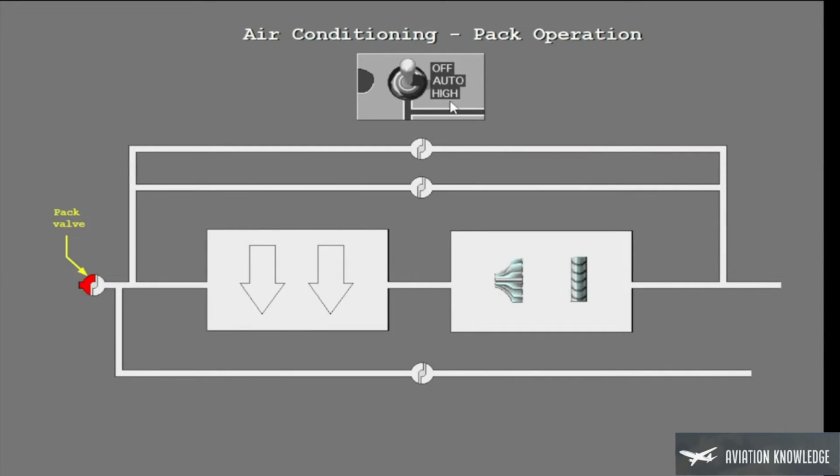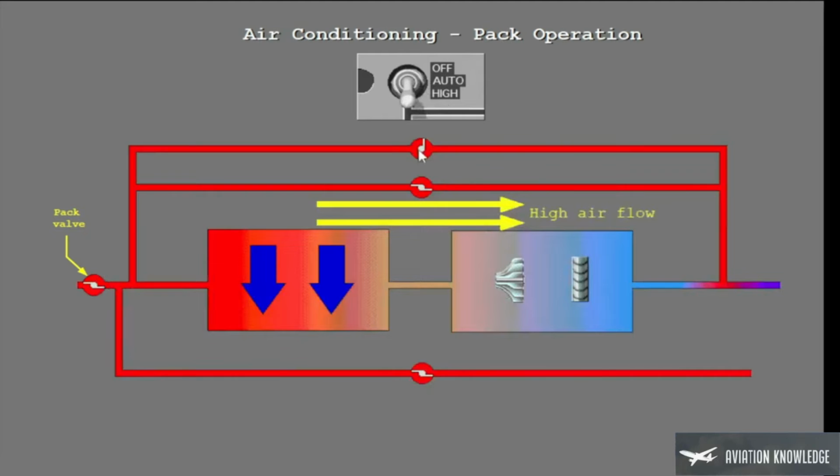When you set the pack switch to off, the pack valve closes fully and bleed air does not go into the air conditioning pack. Set the pack switch to high. When you set the pack switch to high, the packs supply the maximum airflow. Now, set the pack switch to auto.